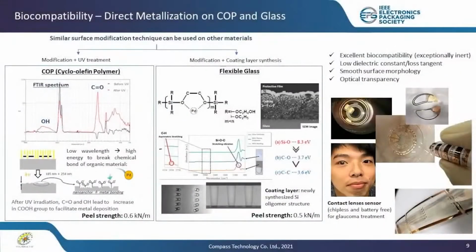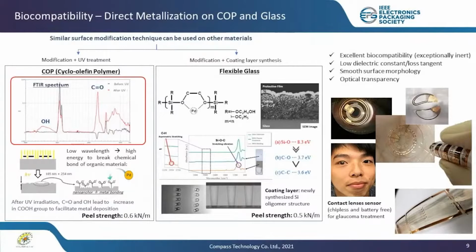It is also possible to apply the direct metallization to other optically transparent thin films such as COP and CAiRS. We would like to introduce a couple of pre-treatment processes prior to the surface modification. For example, the COP film can be directly metallized by applying UV treatment. In this case, the lower UV wavelength is able to produce a higher energy level, which can break the chemical bond of the COP film.